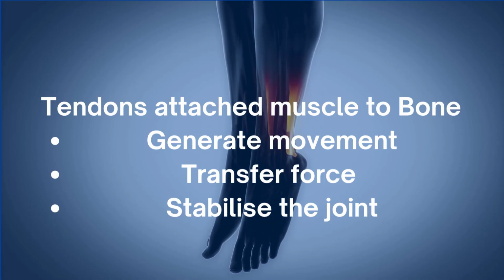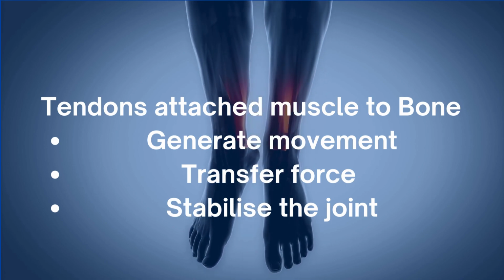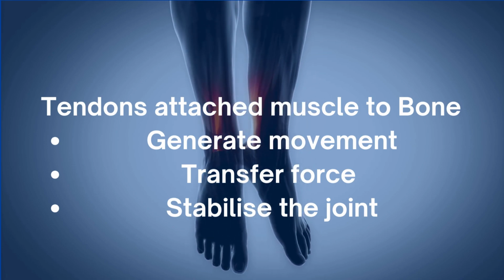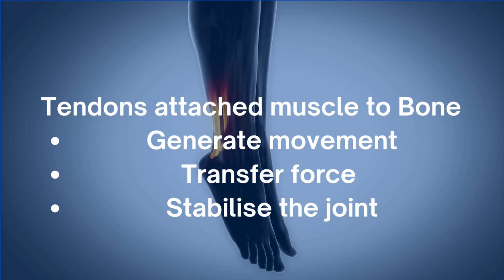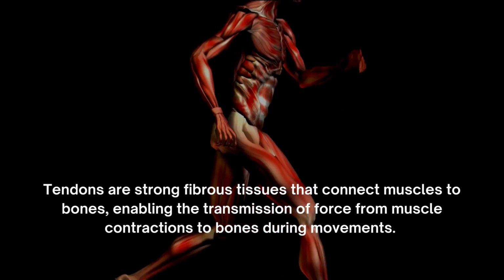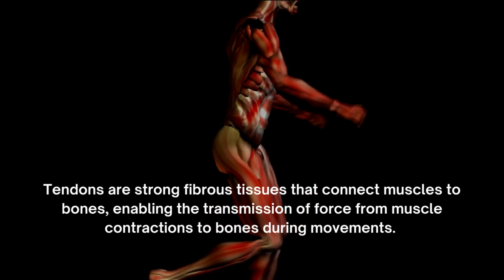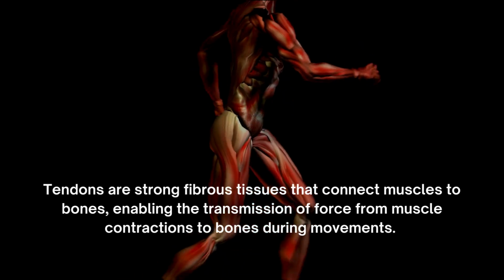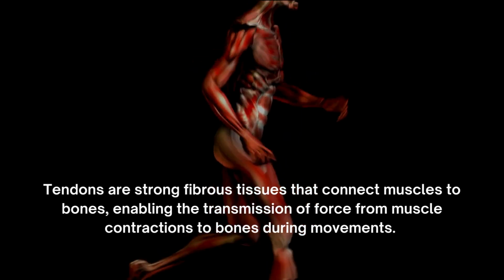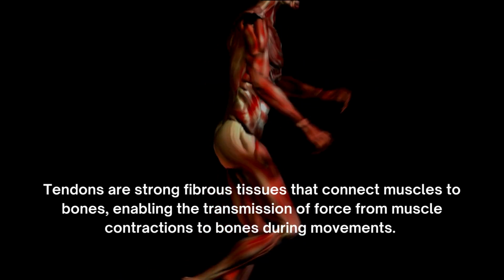Tendons. Tendons attach muscle to bone. They generate movement, transfer force, and stabilize the joint. Tendons are strong fibrous tissues that connect muscles to bones, enabling the transmission of force from muscle contractions to bones during movements.